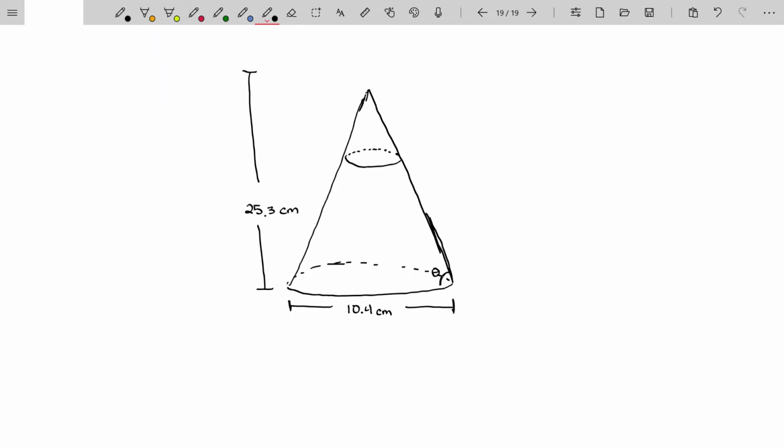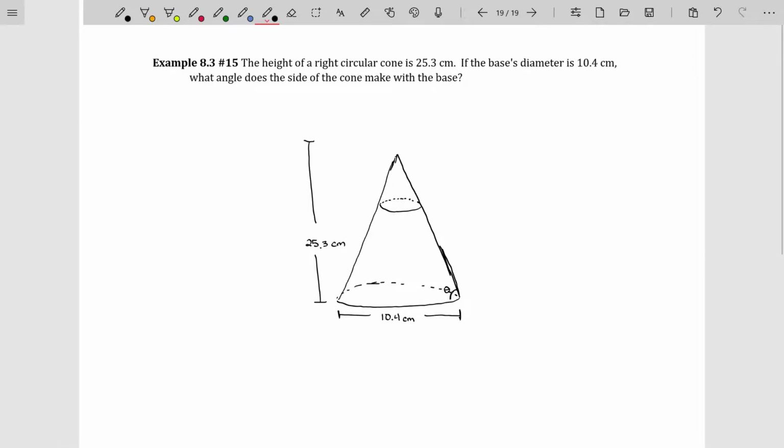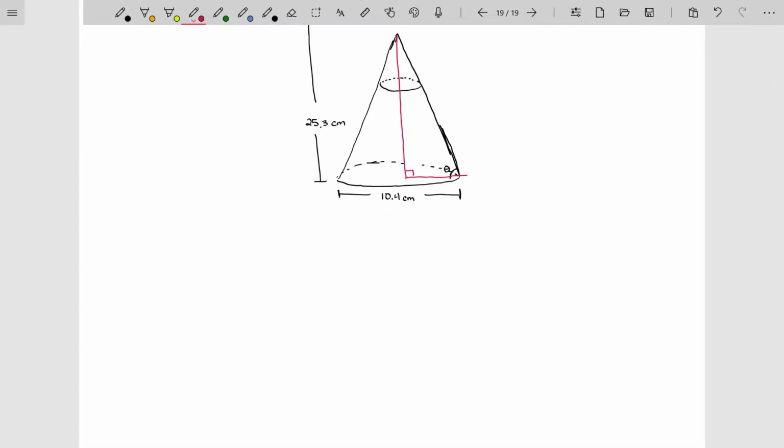You need a right triangle out of this, and that's why we called it a right cone. If you draw an altitude from the apex down to the ground, it splits this cone into two similar triangles, is what I should say. So I'm going to go ahead and redraw that two-dimensional piece. I'll just draw it right here.